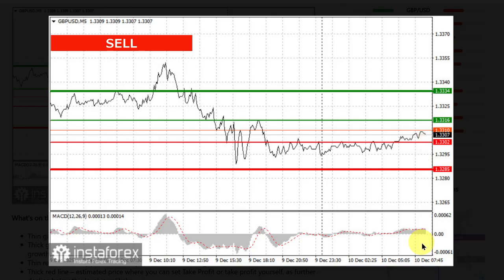You could also plan to sell the pound today if the price tests 1.3316 twice in a row, while the MACD indicator is in an overbought area. This will limit the pair's upward potential and lead to a market reversal downward. You can expect a decline to the opposite levels of 1.3302 and 1.3285.